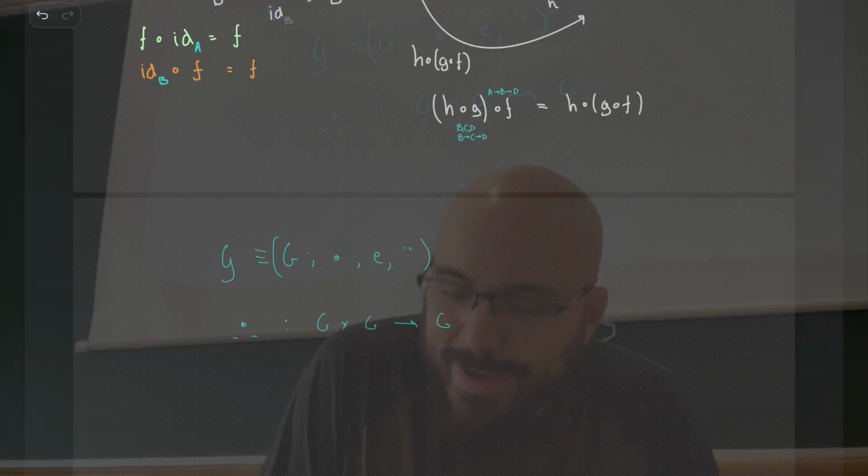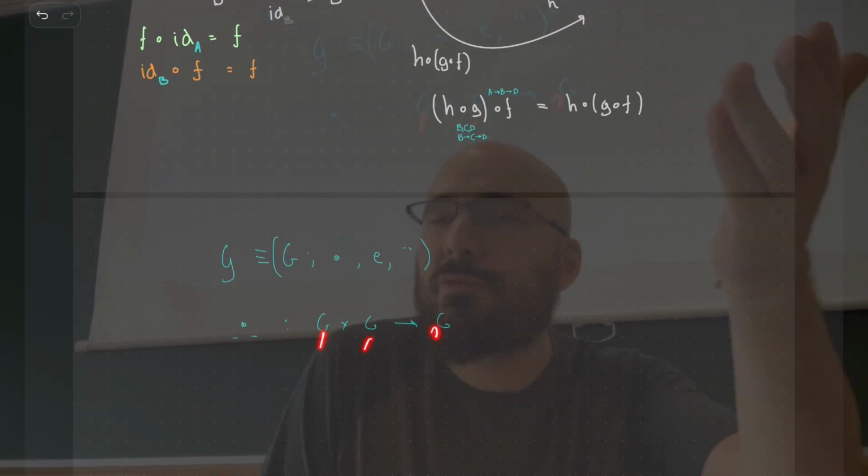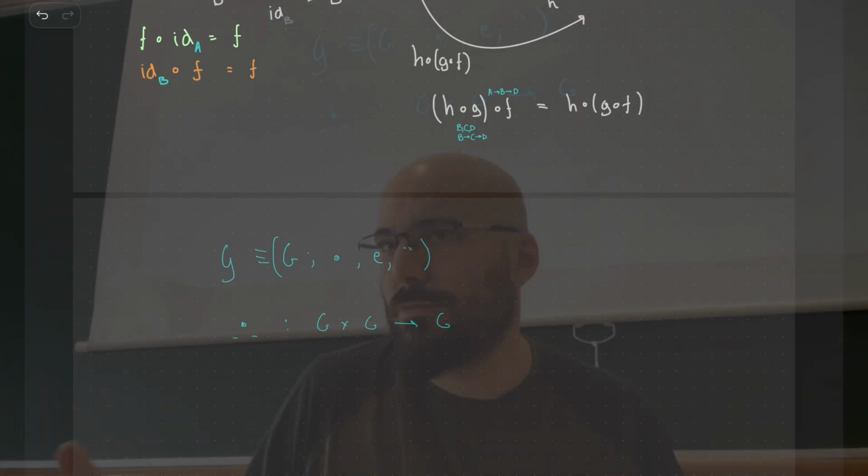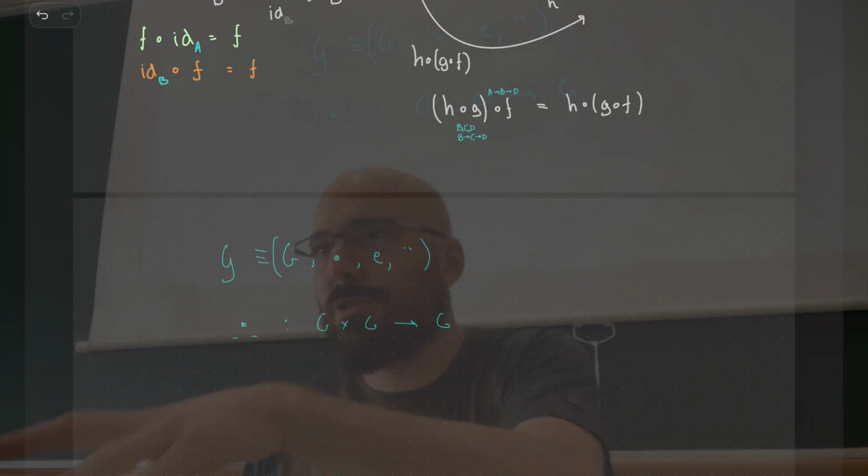It's an operation on G. And it means that if you give it two G's, it will give you back a G. So there's no way to say that. It doesn't make sense to say closed under operation.